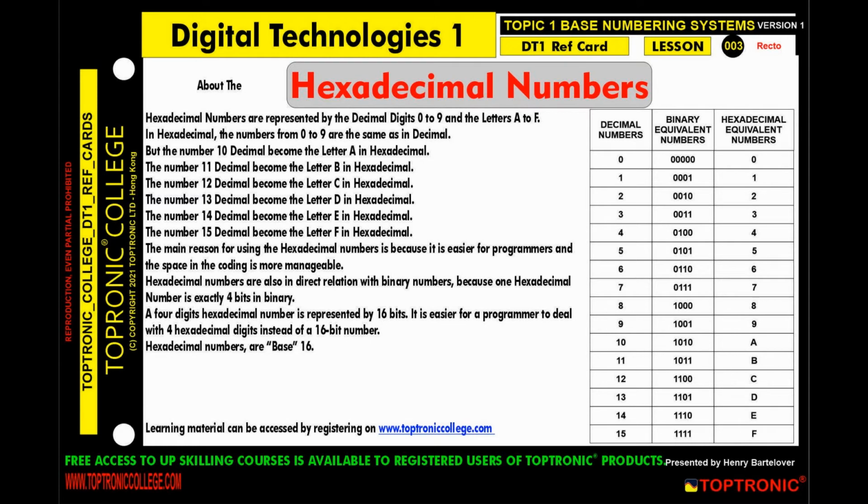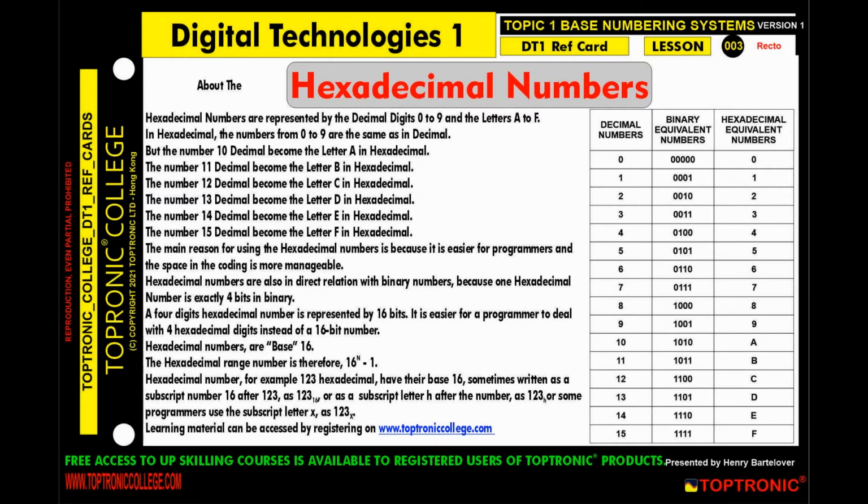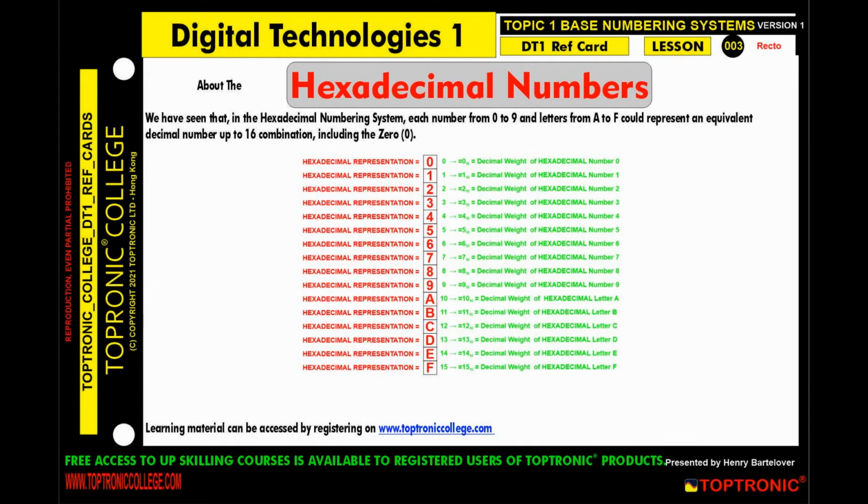Hexadecimal numbers are base 16. The hexadecimal range number is therefore 16 exponent n-1. Hexadecimal numbers, for example the number 123 hexadecimal, have their base 16, sometimes written as a subscript number 16, as in 123 base 16, or as a subscript letter H, as in 123 base H, or some programmers use the subscript letter X, as in 123 base X. We have seen that, in the hexadecimal numbering system, each number from 0 to 9 and letters from A to F could represent an equivalent decimal number up to 16 combinations, including the 0.